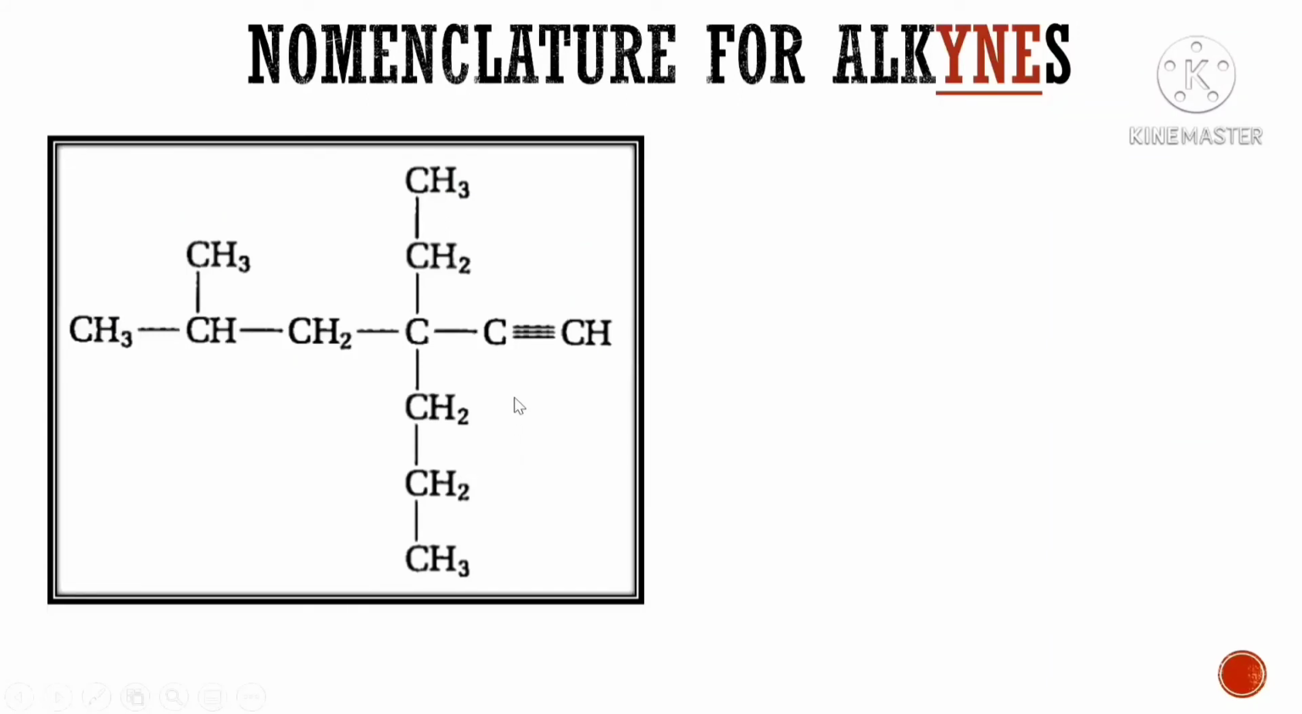This time, let us take a look at this alkyne. Unsaturated hydrocarbons that contain at least one triple covalent bond between carbon atoms in a chain are called alkynes. In naming alkynes, the suffix used is -yne. The rules are very much the same as that for alkenes. So first we have to find the longest continuous carbon chain which contains the triple bond.